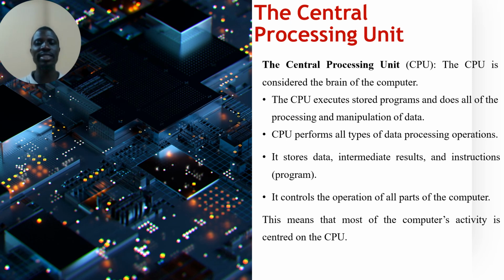The CPU executes stored programs and does all the processing and manipulation of data. The CPU performs all types of data processing operations. It stores and provides intermediate results and instructions. It also controls the operation of all parts of the computer. This means that most of the computer activity is centered on the CPU.